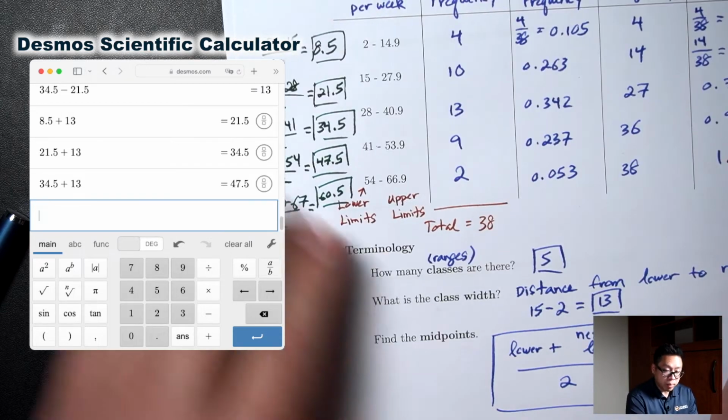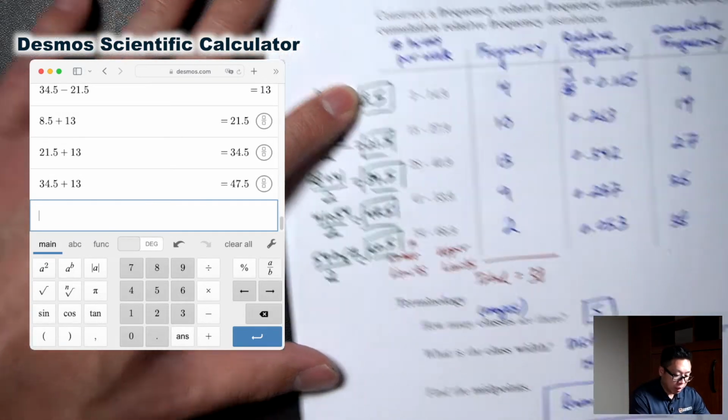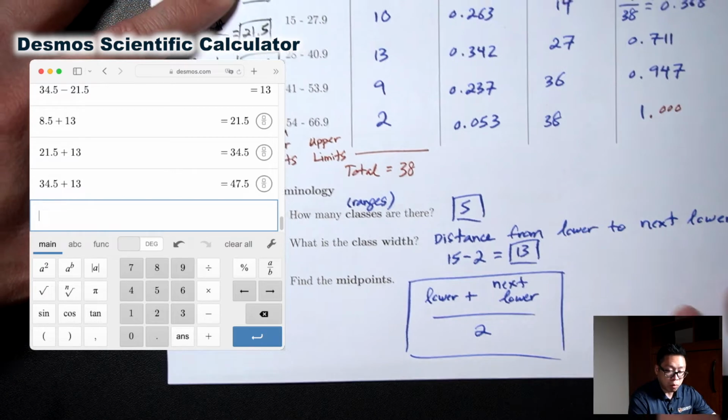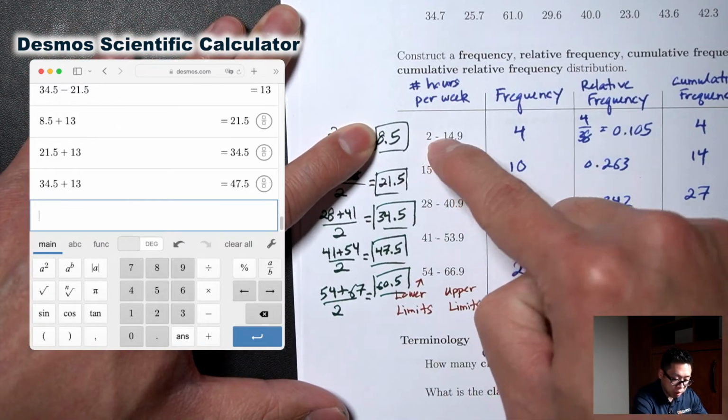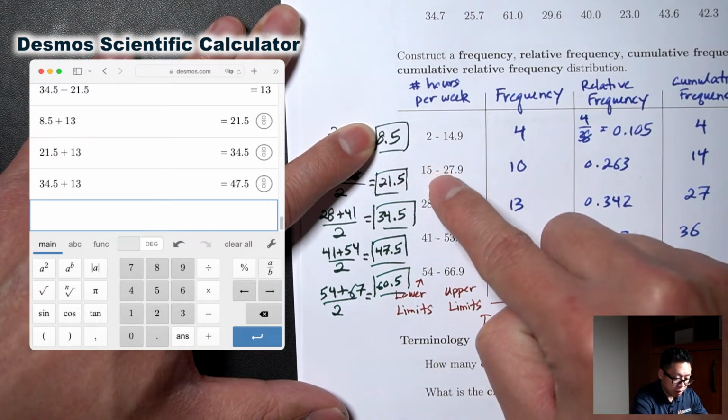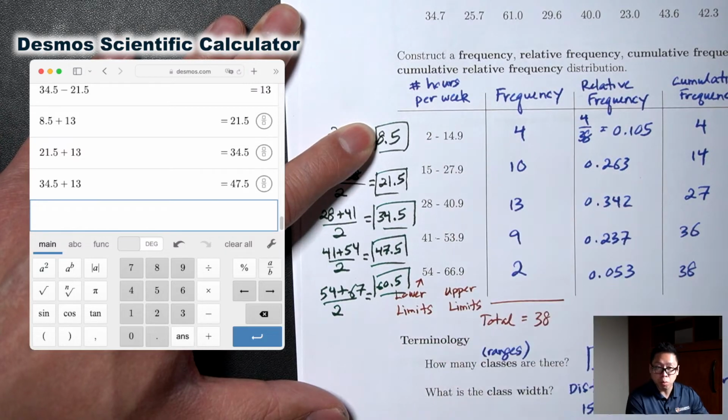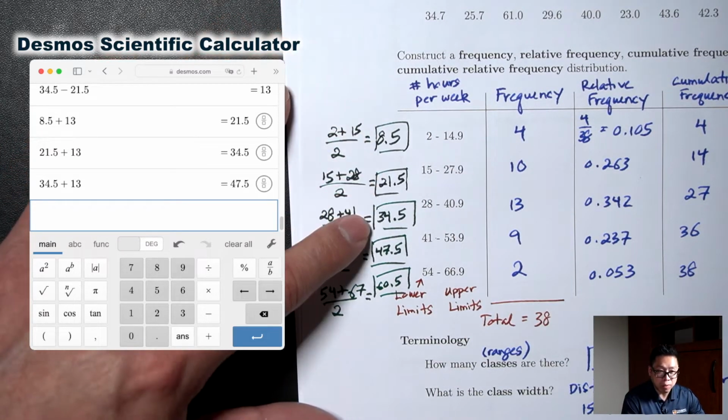Use the formula, get that first one, figure out the class width, which is just the distance from a lower to the next lower, right? Subtract those, 15 minus 2, that will give you the class width. Once you know your class width, just keep on adding the class width, and that will get you the rest of the midpoints.